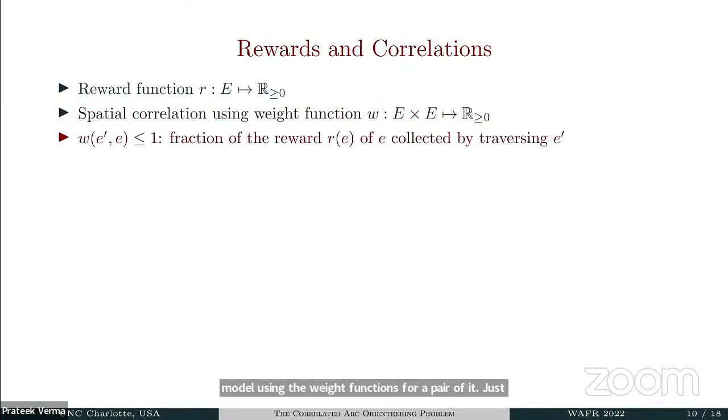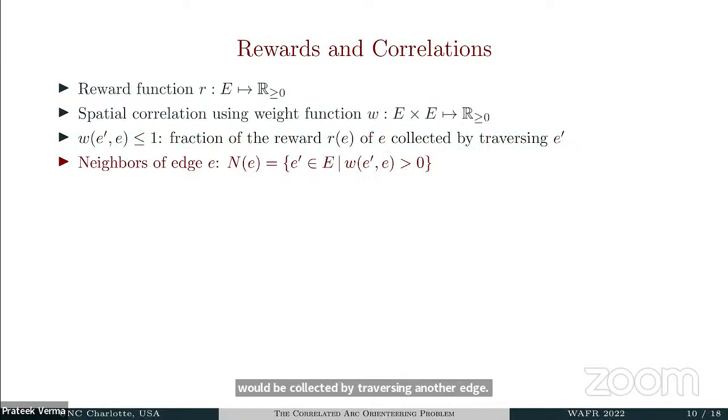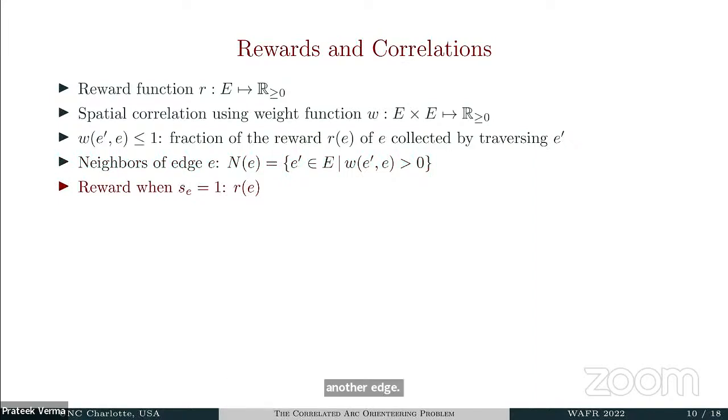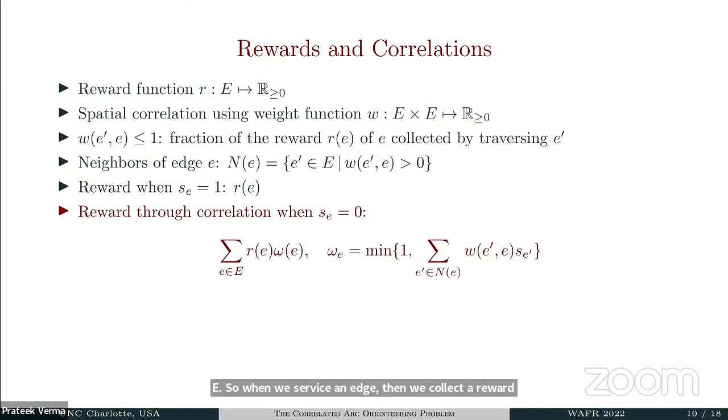And these represent the fraction of the reward R_E for an edge E that would be collected by traversing another edge E prime. We define a set of neighbors N_E, which corresponds to the set of edges that can observe another edge E. So when we service an edge, then we collect a reward equal to R of E. However, when we do not service an edge, then we can collect a reward through correlations by visiting the neighbors.